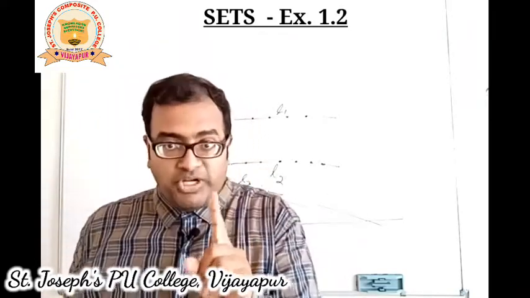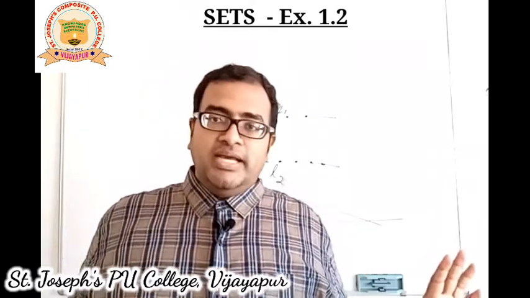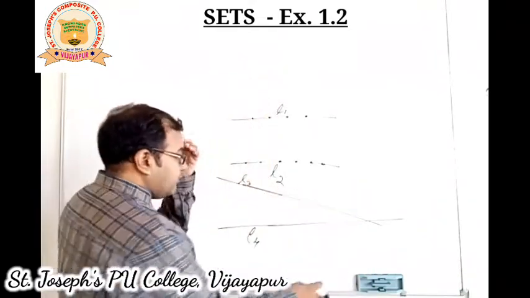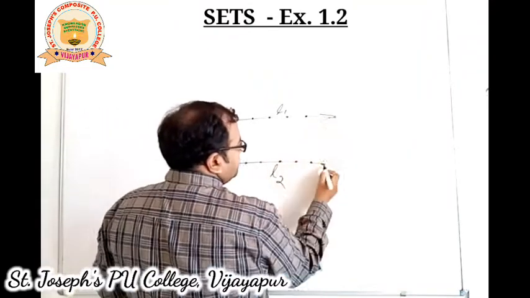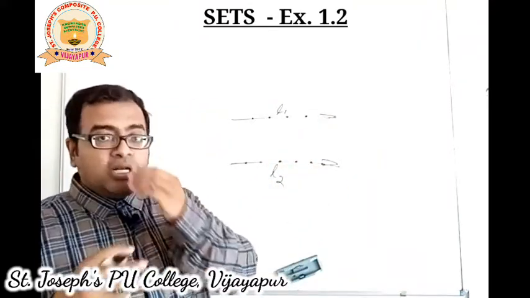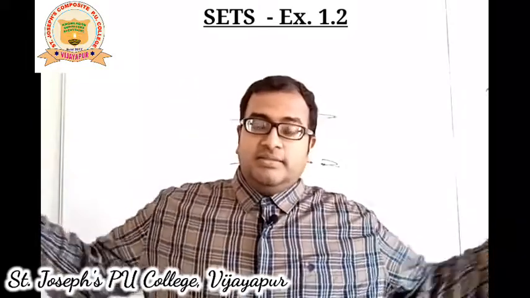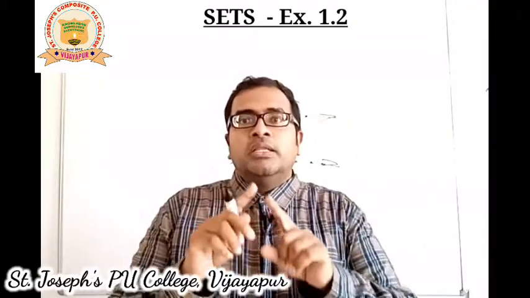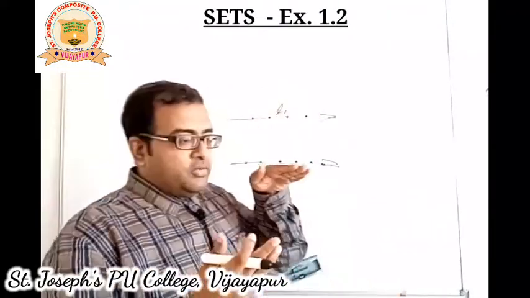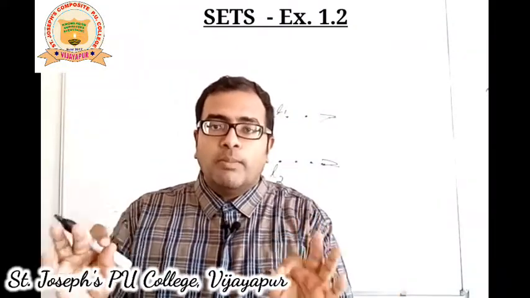If you find a common point there, then automatically it is not a null set. But talking about L1 and L2, let's come back to L1 and L2. They both are parallel. Parallel means no matter how much you extend on both sides till infinity, minus infinity and plus infinity, they will never intersect. If they don't intersect, then there is no common point.